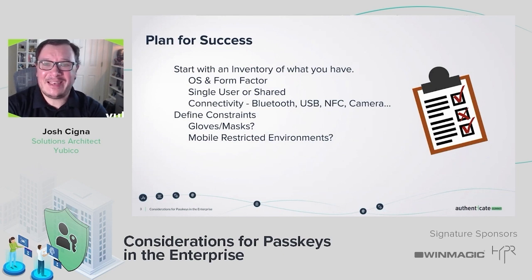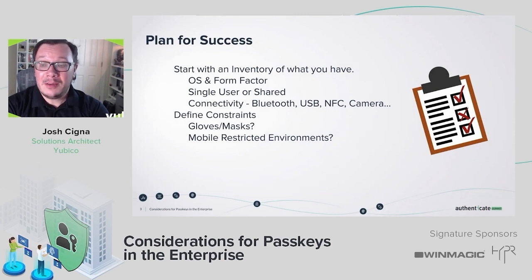Next, look at the connectivity for the devices that you're trying to bring into the fold and do this authentication on. Do you have Bluetooth? Do you have access to USB? Is it NFC? Does it simply have a camera? One of the great things about Passkeys and Passkey hybrid transport is that it provides a lot of flexibility. You can use external authenticators, internal authenticators, roaming authenticators, or you can do hybrid transport and use a separate device altogether. But in order for your deployment to be successful, you need to understand what's ahead of you at the very beginning.